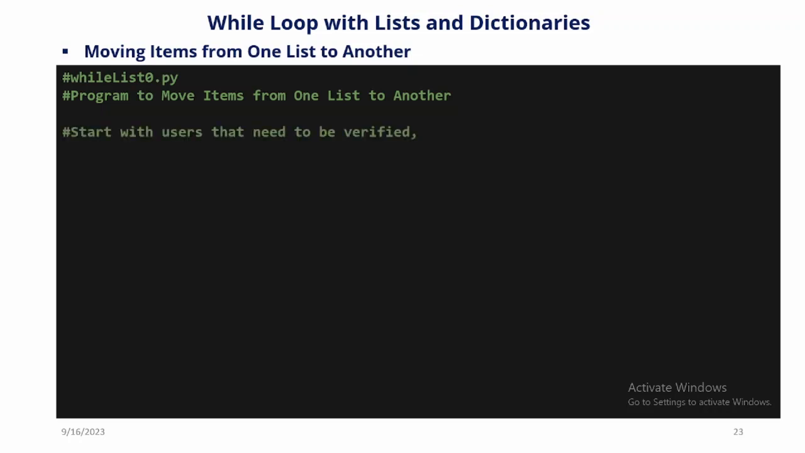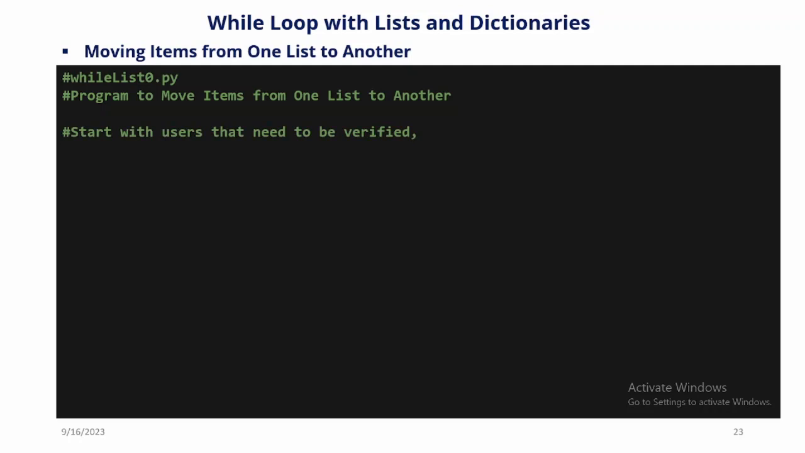Now let's see some much more practical application of what we have been learning. We want to move items from one list to another. So this time around we are working with lists and dictionaries using loops. We call this while list 0.py, a program to move items from one list to another.